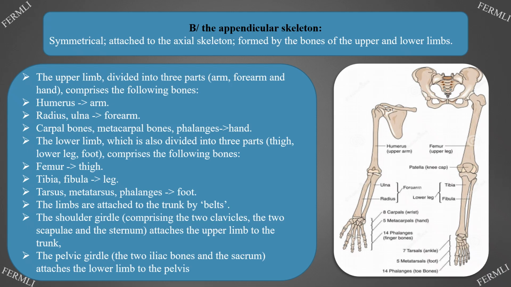The limbs are attached to the trunk by girdles. The shoulder girdle, comprising the 2 clavicles, the 2 scapulae and the sternum, attaches the upper limb to the trunk. The pelvic girdle, the 2 iliac bones and the sacrum, attaches the lower limb to the pelvis.